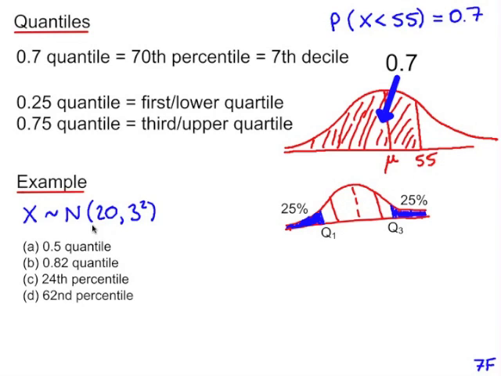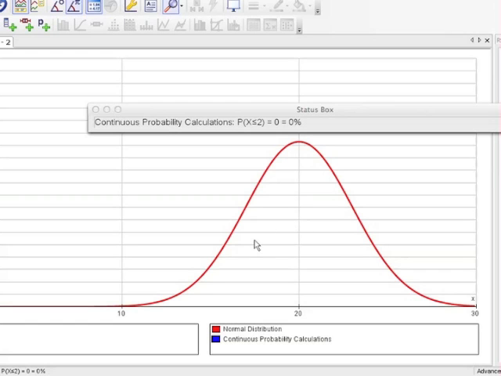In this final example, we have a normal distribution with a mean of 20 and a standard deviation of 3, and we're asked to find various quantiles and percentiles. I've set up a dynamic normal distribution using Autograph. You can see that as I move this x value, the continuous probability calculations are given. Here we have the quantiles and the percentiles associated with the various values for x.